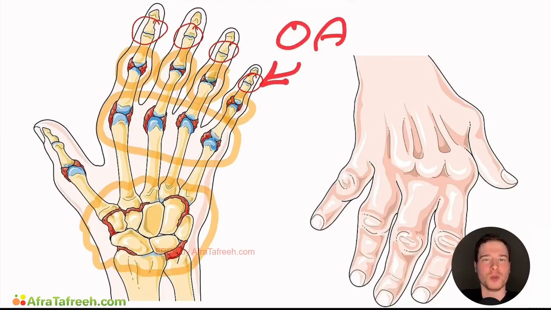So this is a key joint. The distal interphalangeal joint, or DIP, is a key joint differentiating rheumatoid versus osteo versus psoriatic arthritis and some other conditions as well. So keep this in mind.